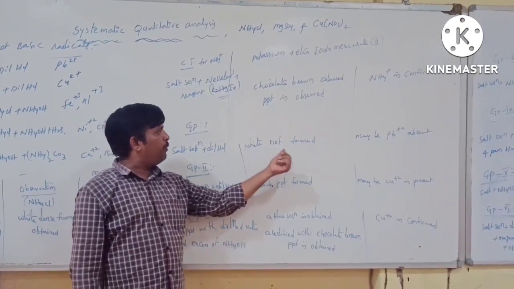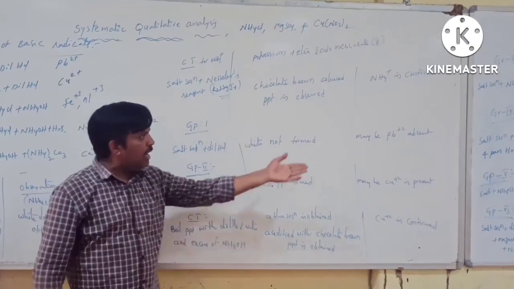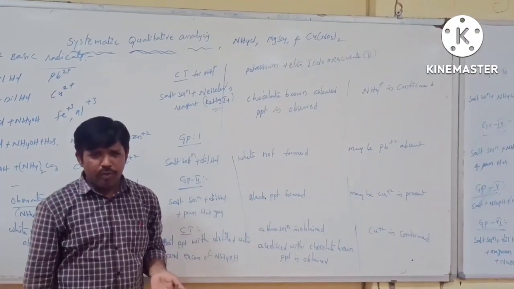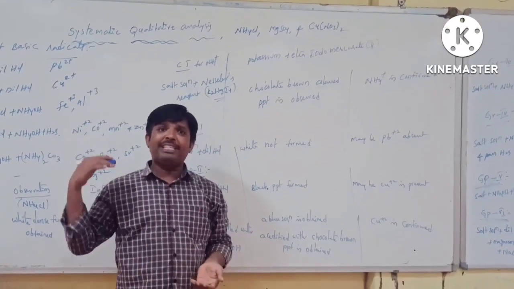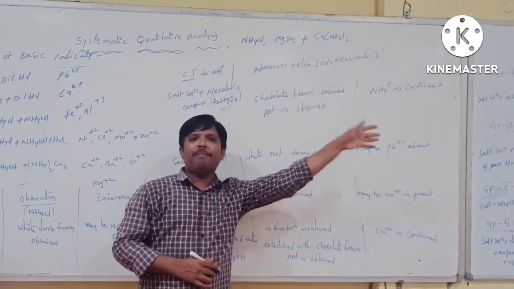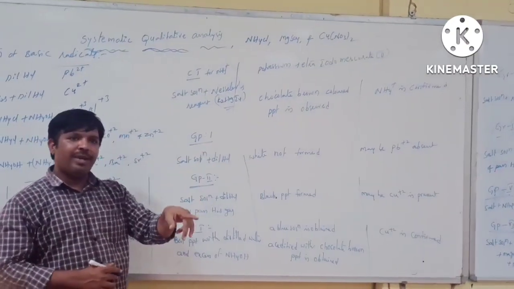White PPT is not formed, because we do not have a first group cation. Lead is not given in the previous experiments. That's why white PPT is not formed. Maybe Pb2+ is absent. Then you go for the next step.